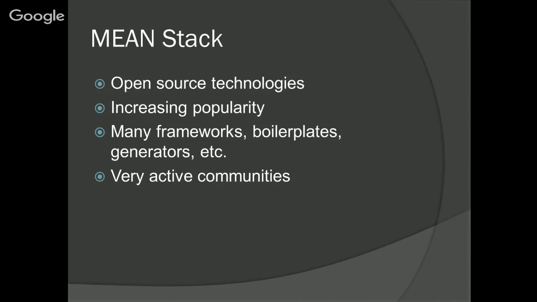So some of this I've already touched on. Mean stack is made of open source technologies. It's increasing in popularity at a pretty fast rate. You can look at different Stack Overflow questions or whatever, and it's got pretty convincing numbers. There are many frameworks, boilerplates, generators that all have different levels of opinionation on how things should be done. And that's probably one of the biggest disadvantages of mean stack in general, is it is kind of fragmented.